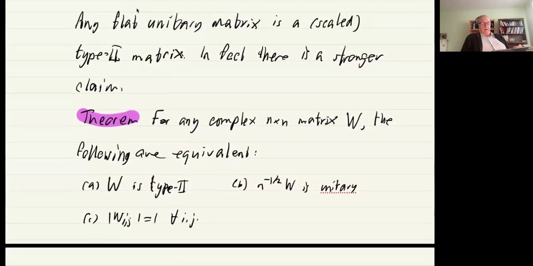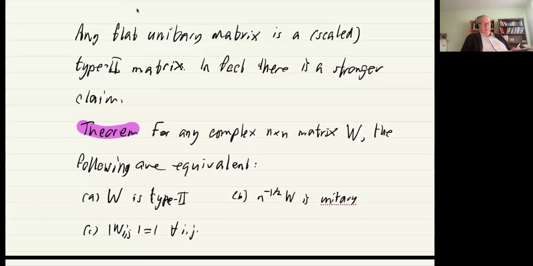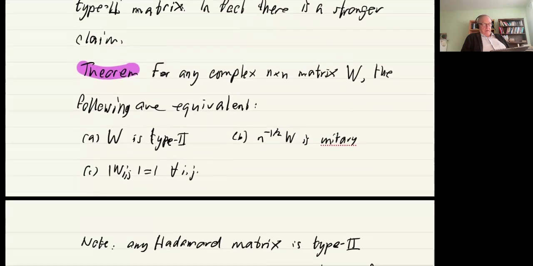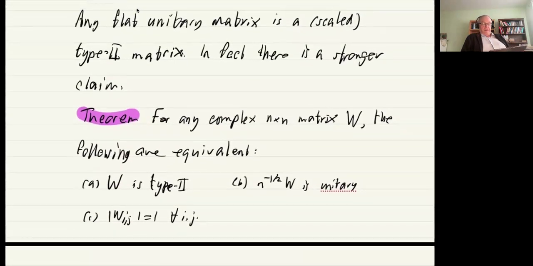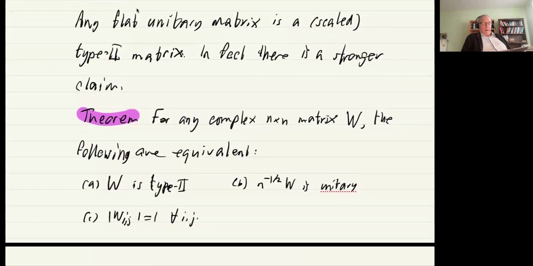I've managed to fit it all here. So for any complex square matrix, the following are equivalent: W is type 2, the scaled matrix n to the minus 1/2 W is unitary, and the matrix is flat. Actually, I think I will be leaving this as an exercise. So for our purposes, the flat unitaries will be the most important. But as I said, the general case turns up in connection to problems in knot theory and various problems in design theory and geometry. So they turn up all over the place.